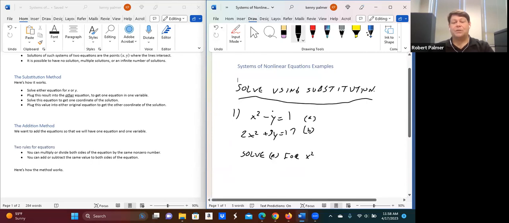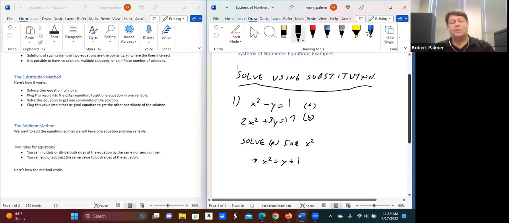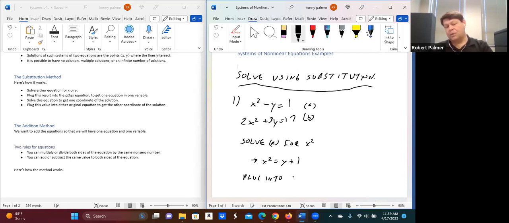Okay, and I don't have to solve for x, I simply solve for x squared. Now, if I add y to both sides, what I'll get is x squared is equal to y plus 1. Okay, now, it's called the substitution method. I'm going to take this y plus 1 and replace x squared with it in the other equation right here. So once again, plug this into equation B and solve.